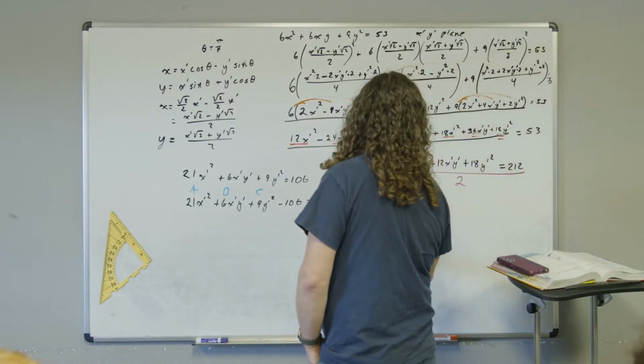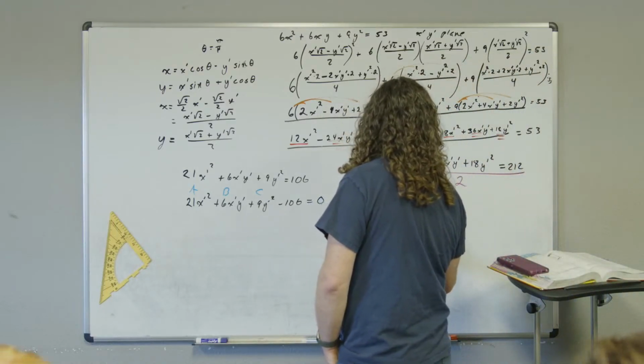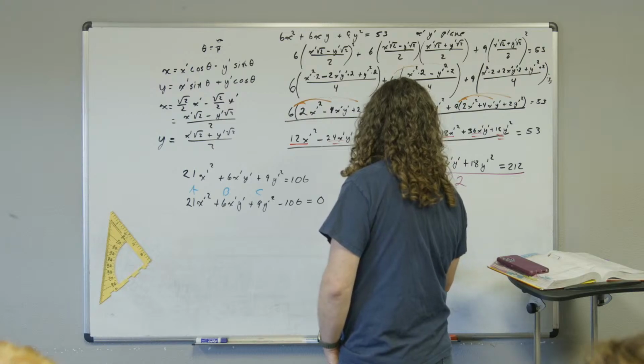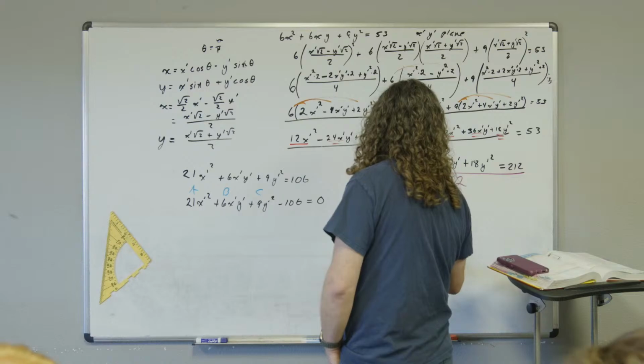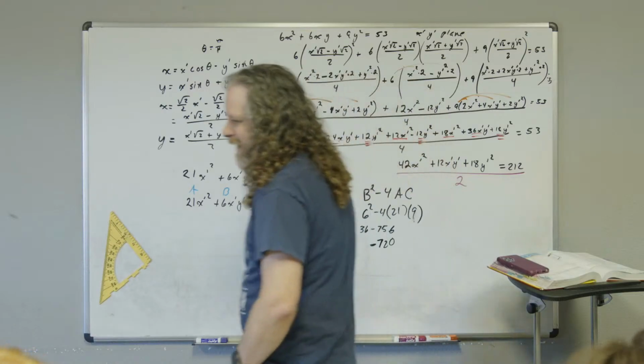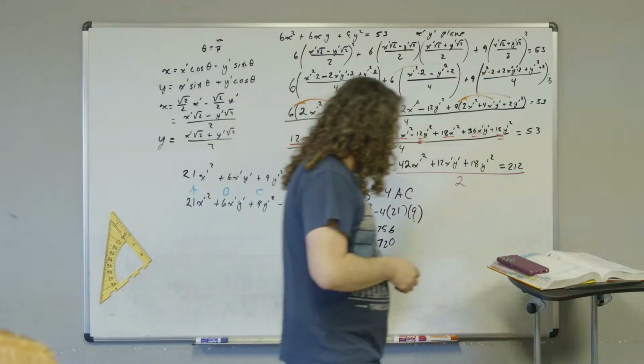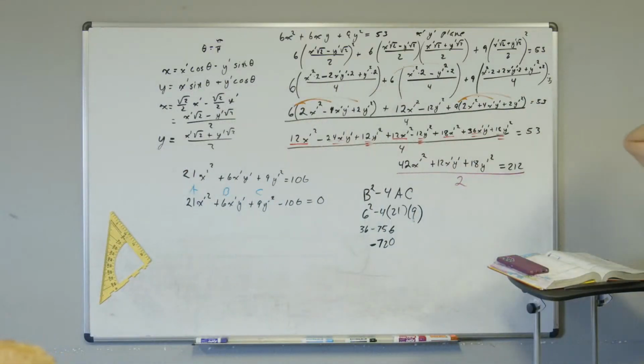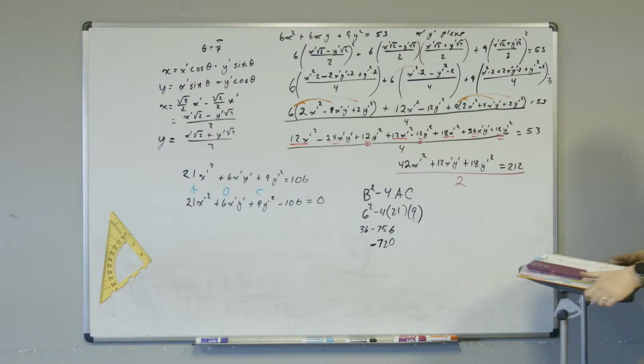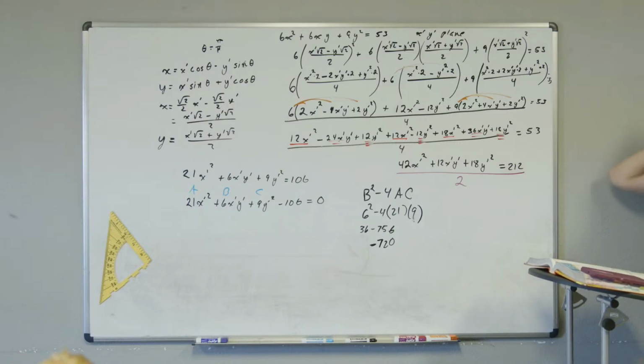36 minus 756, which we could probably stop there, but we end up with negative 720. Now, what are we figuring? What are we looking at there? Is that how much it rotates? Nope, but that's a good thought. We're trying to figure out what conic it is. That's our goal.